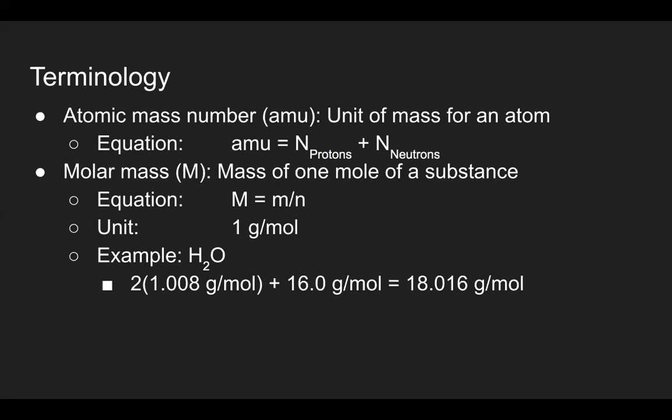For a water molecule, since we know that there are 2 hydrogen atoms and 1 oxygen atom, we can determine its molar mass. Since the molar mass of 1 hydrogen is 1.008 grams per mole, it should be doubled since there are 2 hydrogen atoms in water. Then you can add it to oxygen, which becomes 18.016 grams per mole.